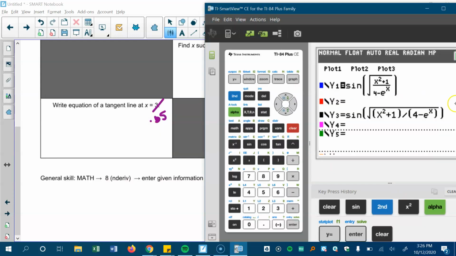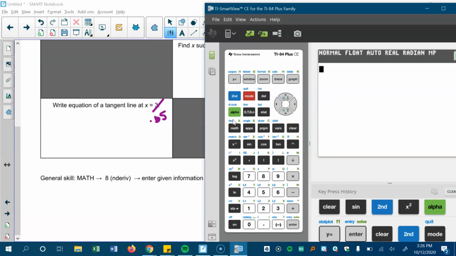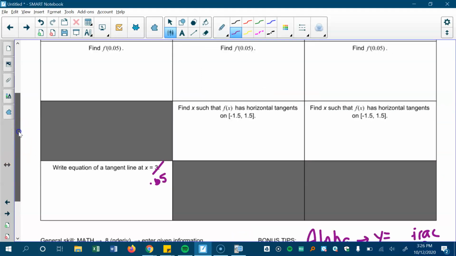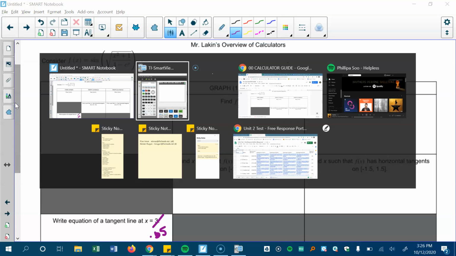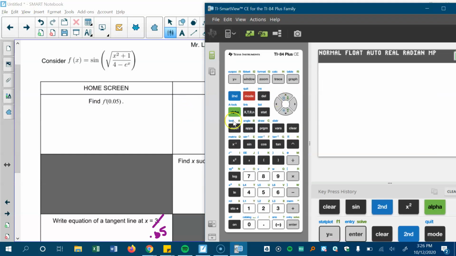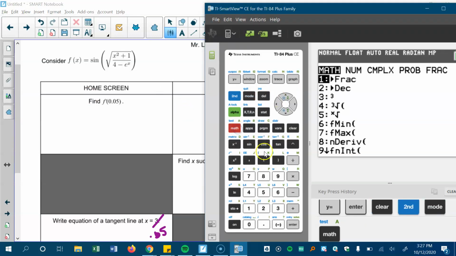Okay, next. So what we did is we entered this information into y1. You only need to enter one equation, and you did not have to enter two equations. I was just putting this here for people to see. Let's go to the main page, second mode. And again, we're looking for f prime of 0.05. If you were to get a 0.05 on the AP exam, let's see what happens here. I'm just kidding. Math 8 will be the derivative.